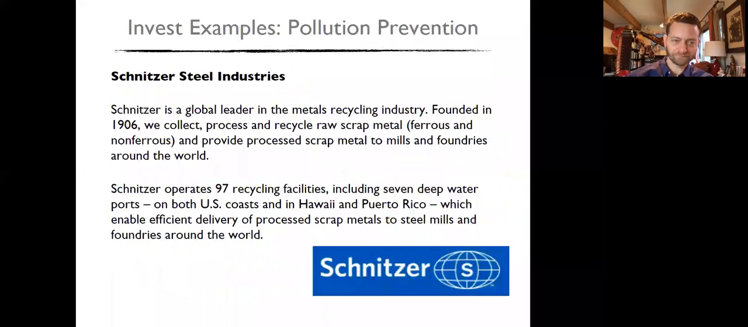Next slide. And then we give them an example of one such company, in this case, Schnitzer, who's a big metals recycler, falls under pollution prevention.